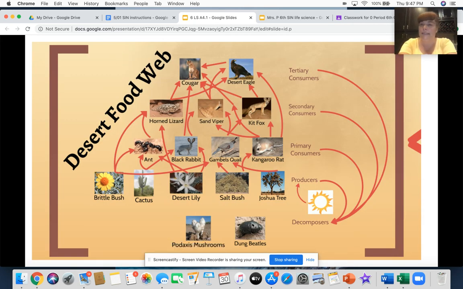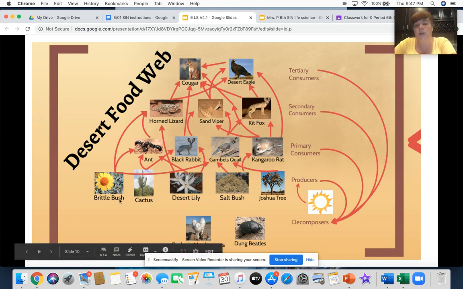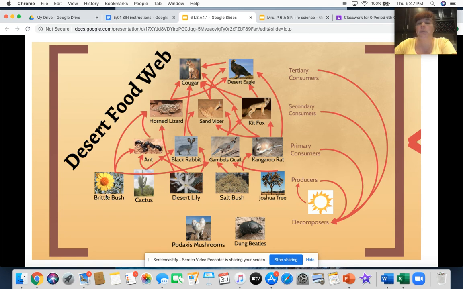All right, so this is an example of a food web. We're going to get more into this, but I'd like to show you how it works now. So right here we have, this is a desert one. I found one that's close to us. Okay, this is the producers. We've got a Joshua tree, we've got a bush, we've got desert lily, cactus, brittle bush. Anything that's a plant that makes its own food is in this lowest level. This is the producer level.